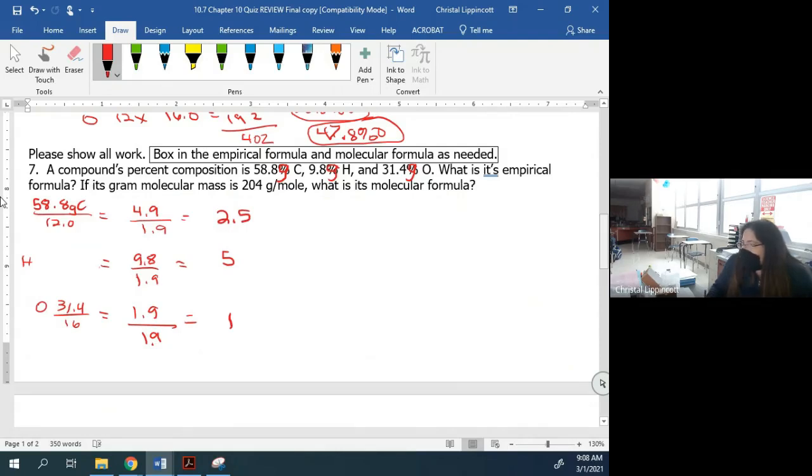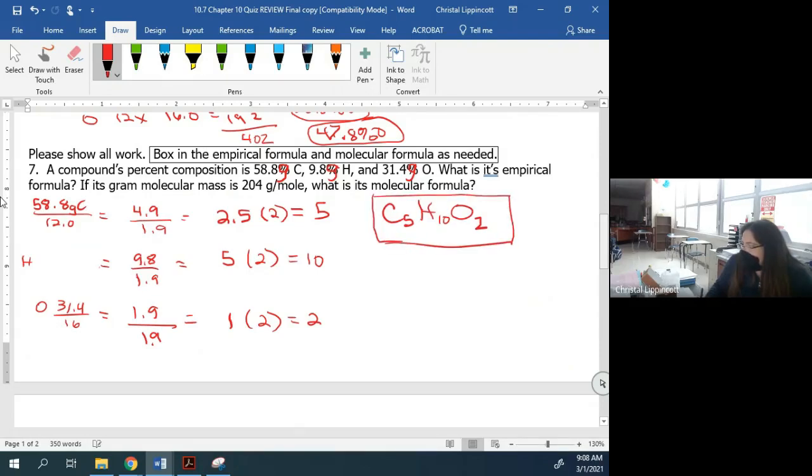Okay? Then I need to figure out what to multiply these by. What's the smallest number I can multiply these by to be able to get this to a whole number? So if I do that by 2, but if I do it to 1, I have to do it to all. So this ends up being 5. This ends up being 10. And this ends up being 2. Okay? So my empirical formula is going to be C5H10O2. That's my empirical. I'm going to box that in because that's one of my 2 answers.